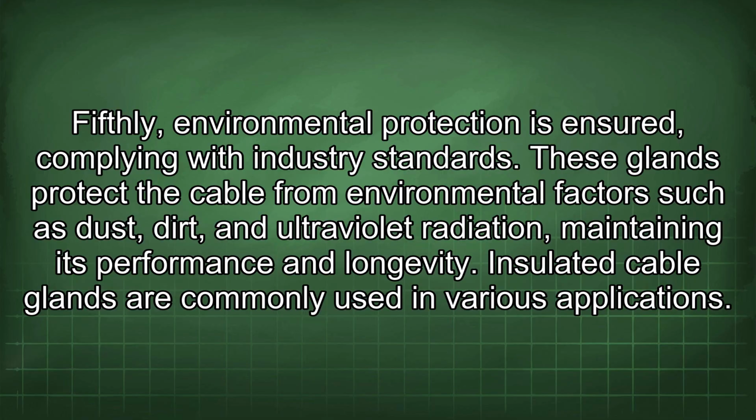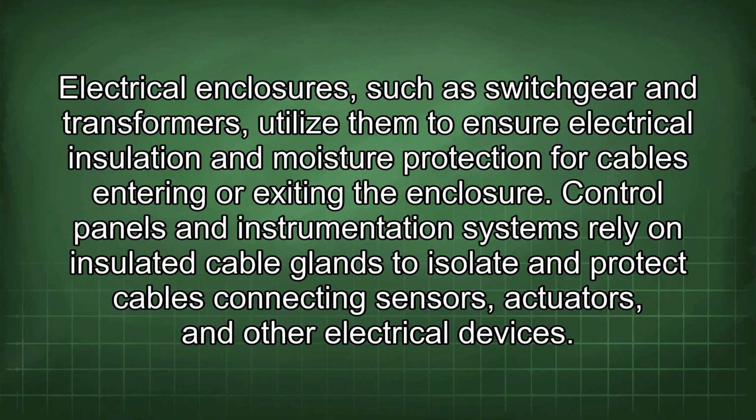Insulated cable glands are commonly used in various applications. Electrical enclosures, such as switchgear and transformers, utilize them to ensure electrical insulation and moisture protection for cables entering or exiting the enclosure. Control panels and instrumentation systems rely on insulated cable glands to isolate and protect cables connecting sensors, actuators, and other electrical devices.